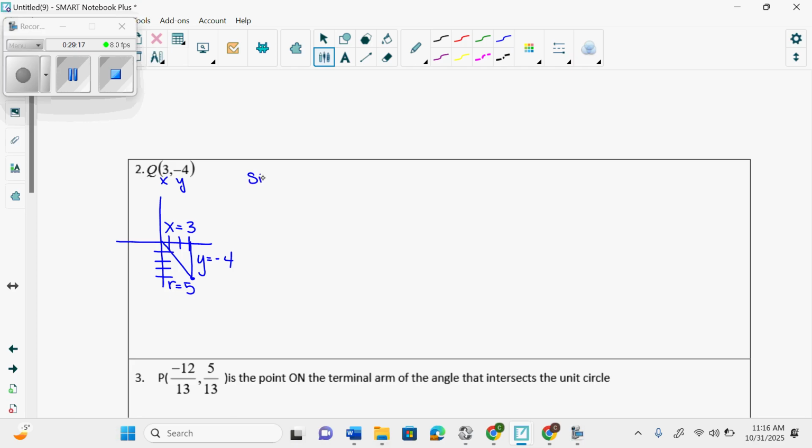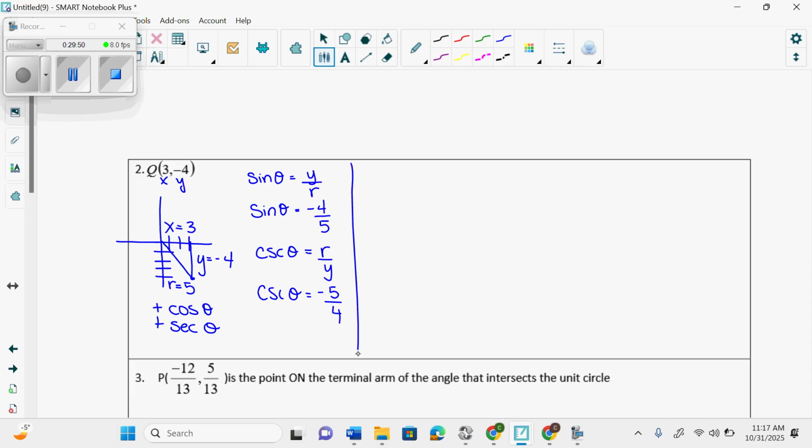So sine theta is y over r. To be honest, the only things that should be positive in all your trig ratios here are cos theta and secant theta, because they're friends. Sine is "sign your resume," so I get sine theta equals negative 4 over 5. Cosecant theta is the flip of that: negative 5 over 4. Cos theta is "cook extra rice," so it's going to be 3 over 5. Secant theta, its bestie, is going to be 5 over 3.